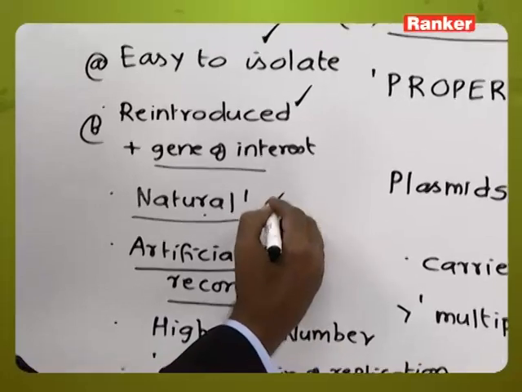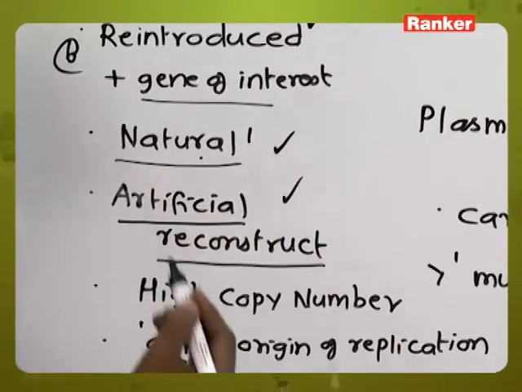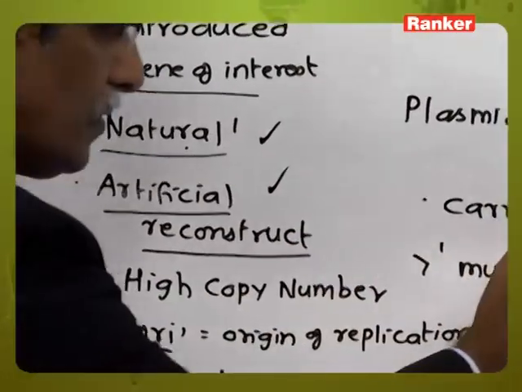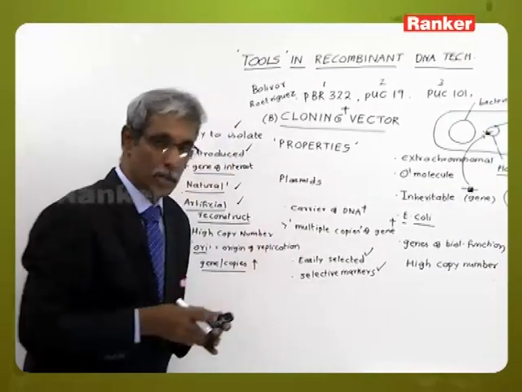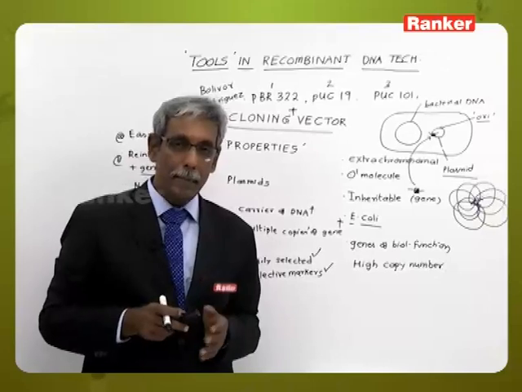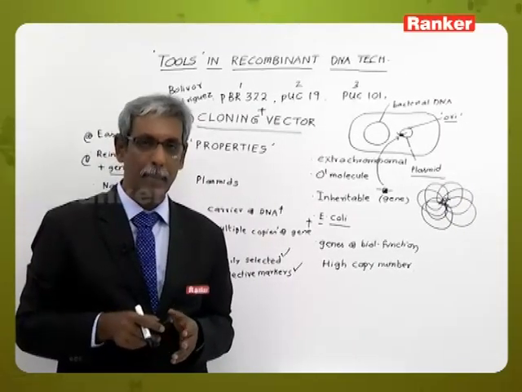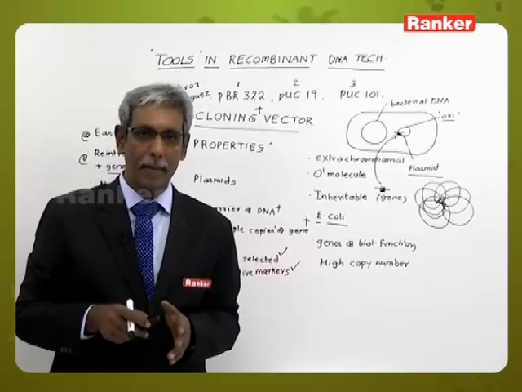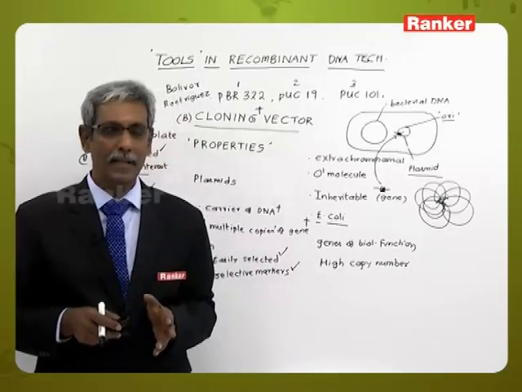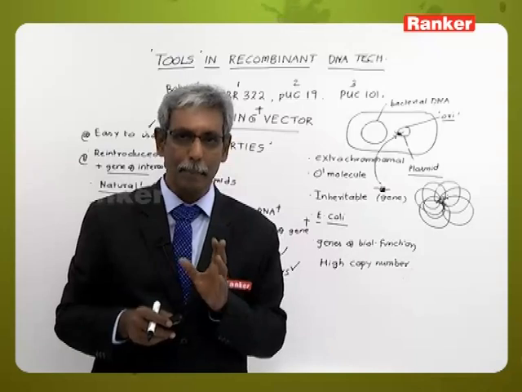They could either be natural or they could be artificially constructed, and they are the carriers of the DNA and they can make multiple copies of the DNA. So, in plasmids, we have one very important plasmid which is called pBR322.